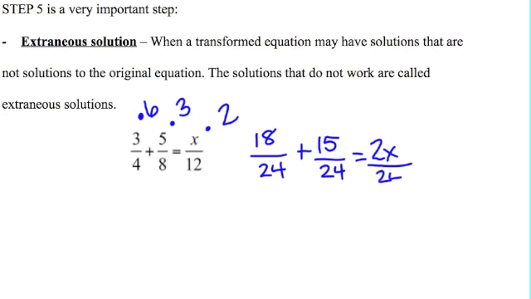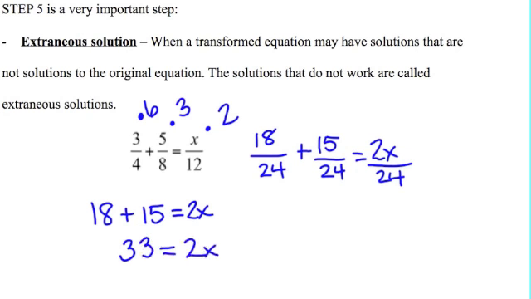And just have the equation 18 plus 15 equals 2x. So we're going to combine like terms, and we get 33 equals 2x. So x is going to equal 16 1/2. Since there's no x in the denominator, there's nothing we need to check. There is nothing wrong with that answer.